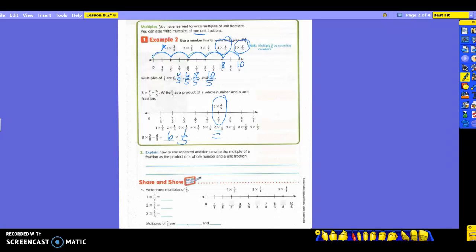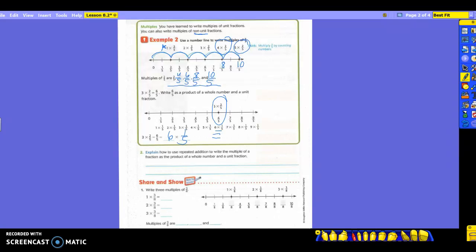So guys, when it says product of a whole number and a unit fraction, whole number, unit fraction is what you did yesterday. So if it says the product of a whole number and a unit fraction, that's what we're looking for. 6 times 1/5. Okay, if it asks for multiples, these are what you're looking for. Okay, everybody good with that so far?